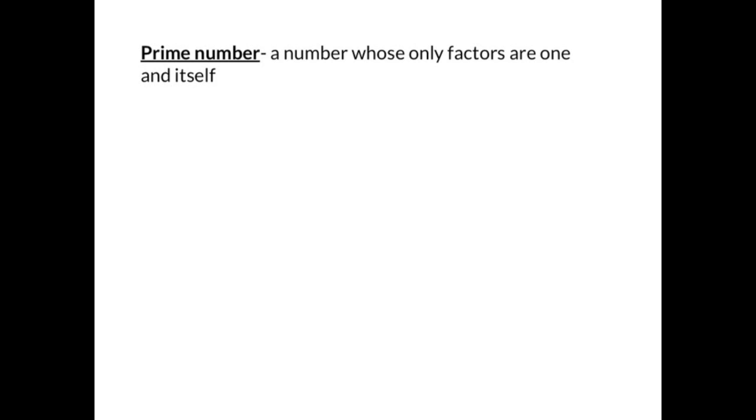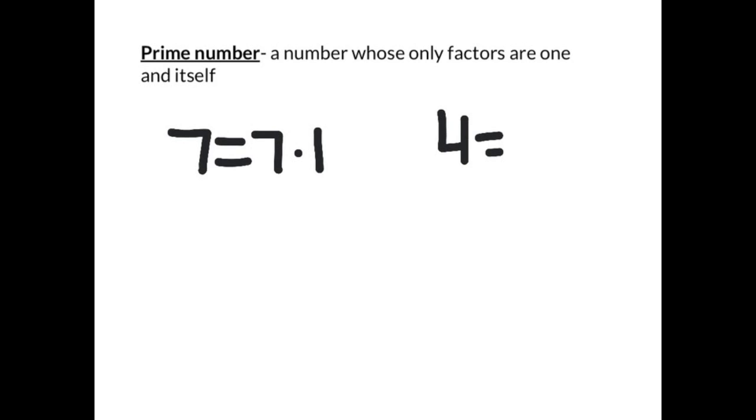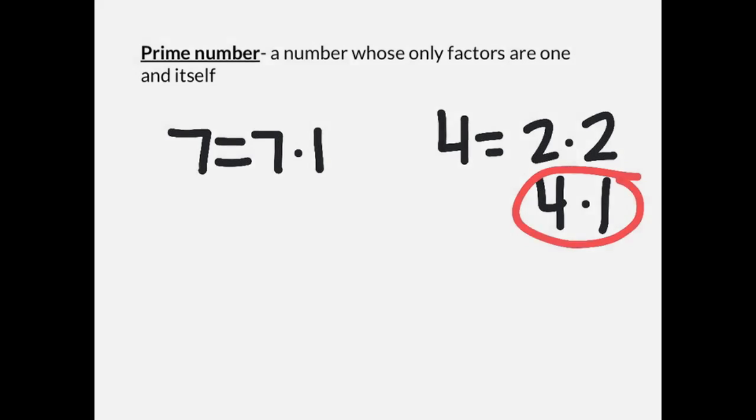So for example, the number is 7. 7 is a prime number because the only two numbers that you can multiply to get 7 are 7 and 1. Okay? Whereas the number 4 is not a prime number, because you can multiply 2 and 2 and get 4. And you can also multiply 4 and 1 to get 4. And since you can do something other than 4 and 1, it is not prime.